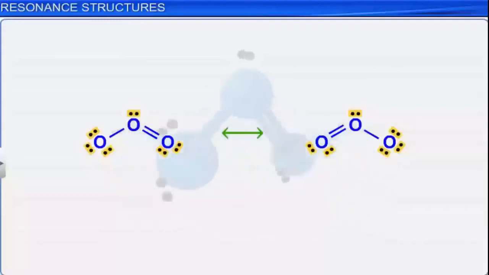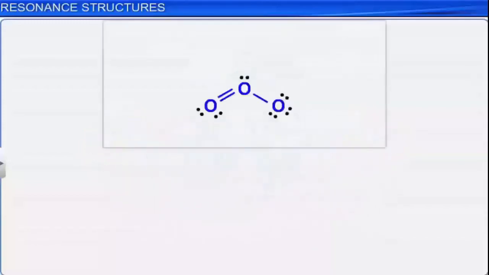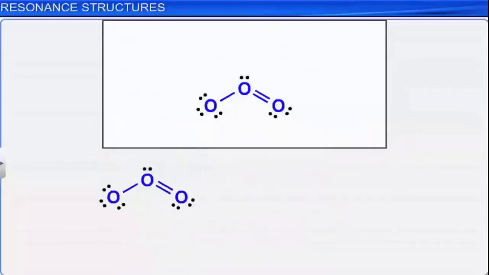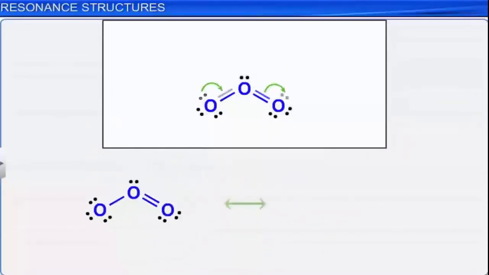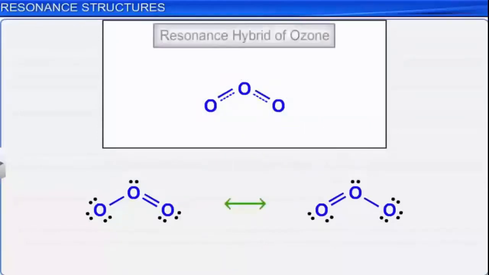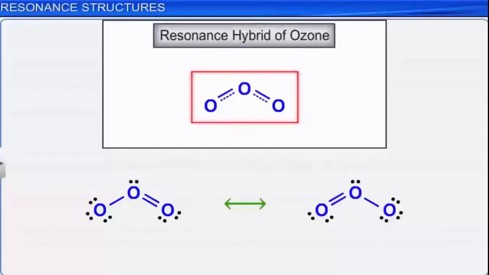However, the molecule never actually has the structure of any of the canonical forms at any point of time. The actual structure of a molecule is a hybrid of all resonance structures possible. It is called a resonance hybrid. This resonance hybrid is more stable than any of the contributing resonating structures. In this example, the resultant of these two structures, that is, the resonance hybrid, explains the equivalent nature of the bonds and the observed bond length, which is 128 picometers as shown here.